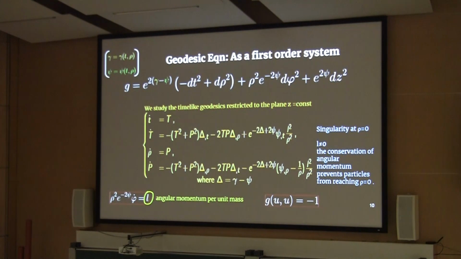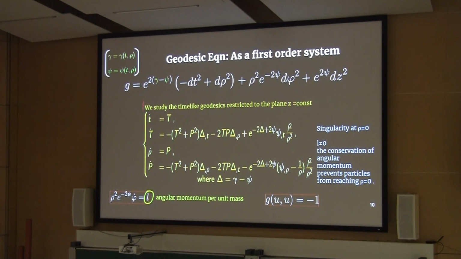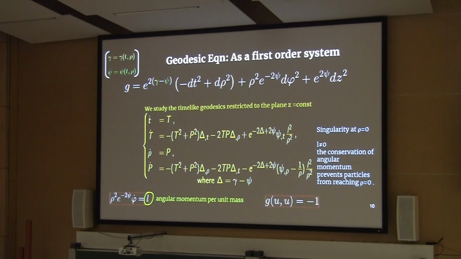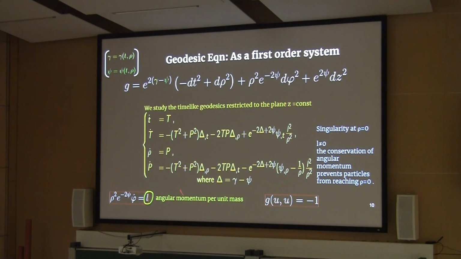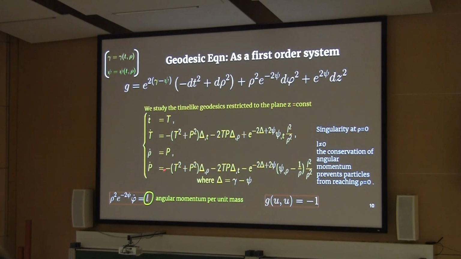What we do is take the geodesic equation as a first order system. The main protagonists are these equations: T dot, rho dot, and P dot. These are ordinary differential equations governing what is happening with the system, along with the important part that the space-time has some symmetries. That gives you the angular momentum per unit mass, and then you have the normalization factor, which is used to reduce these equations and study how they look.